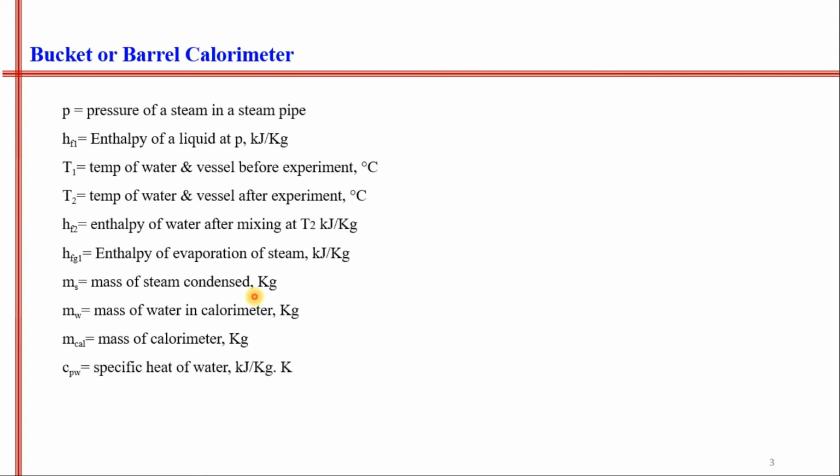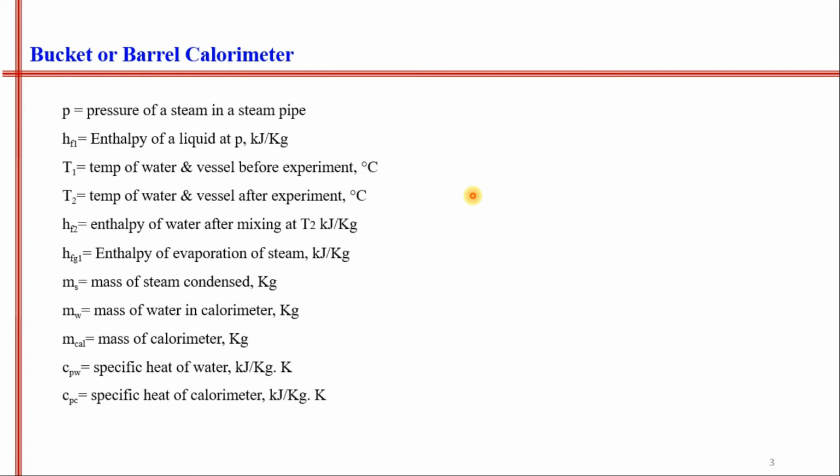CPW is the specific heat of water in kilojoule per kg Kelvin. CPC is the specific heat of the calorimeter in kilojoule per kg Kelvin. So these are the terms we will use. Now, how will we determine the dryness fraction?